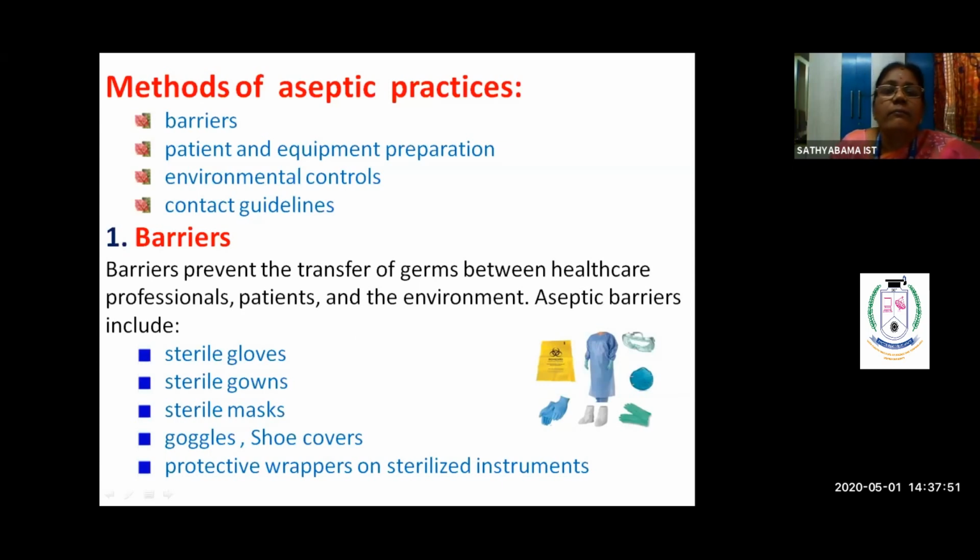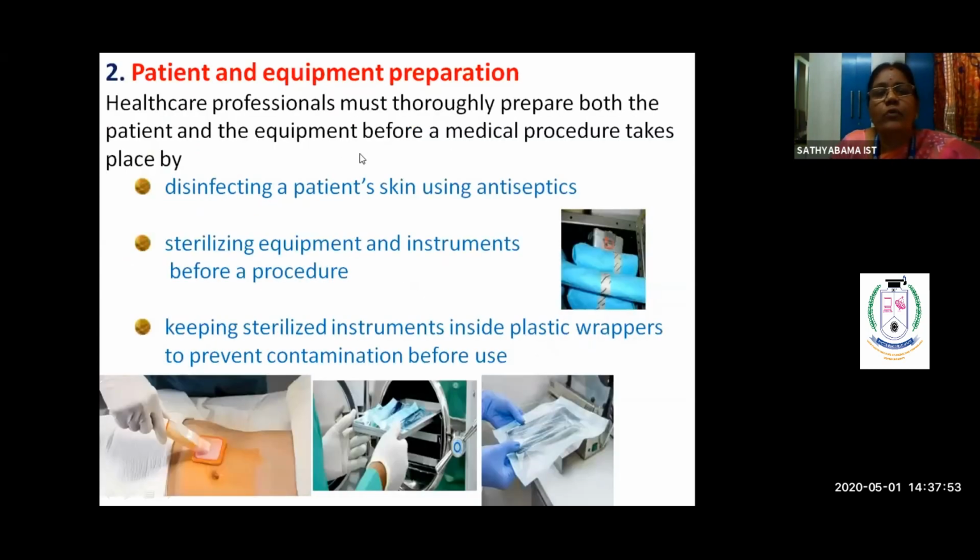Second, preparing the patient and the equipment. We must thoroughly prepare both the patient and the equipment before any medical procedure. Like the patient's skin has to be disinfected before starting any surgical procedure, sterilizing the equipment and instruments used on the patient before a procedure, and keeping all the sterilized instruments inside plastic wrappers to prevent contamination before use.